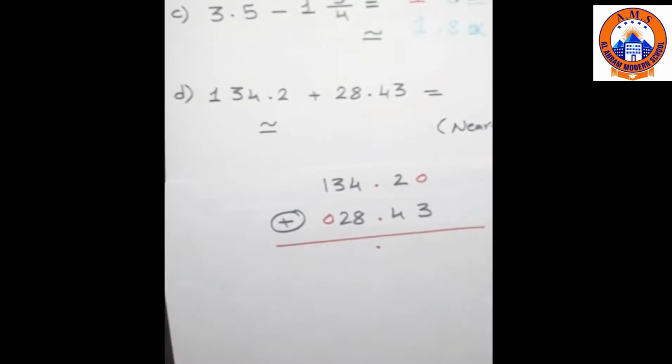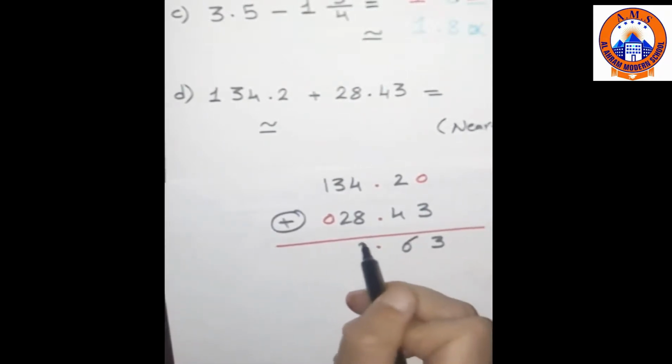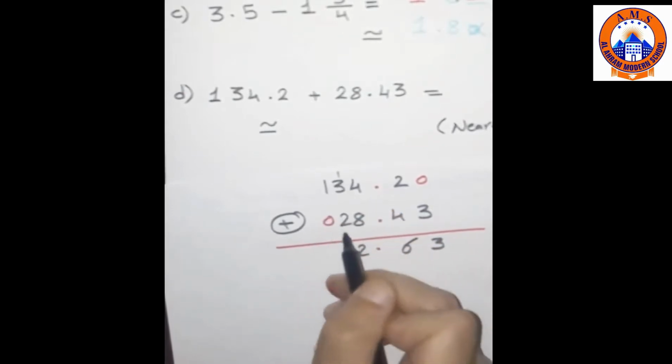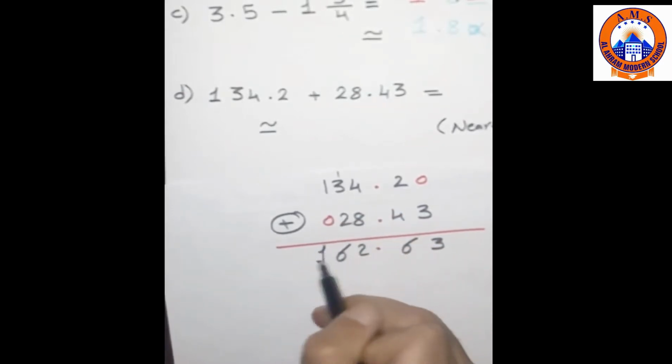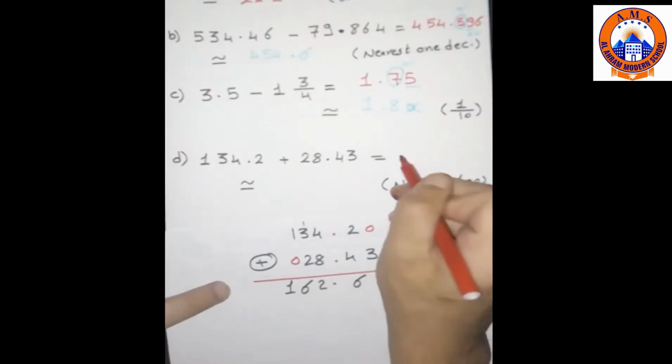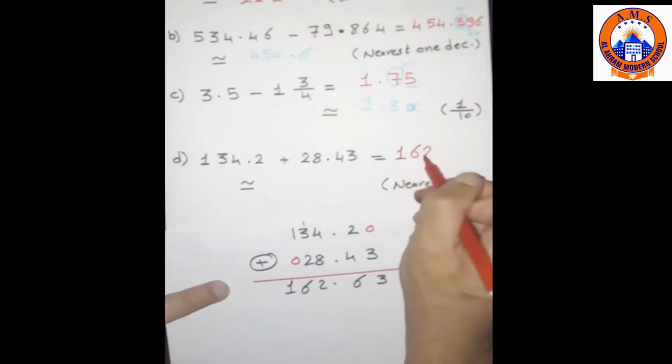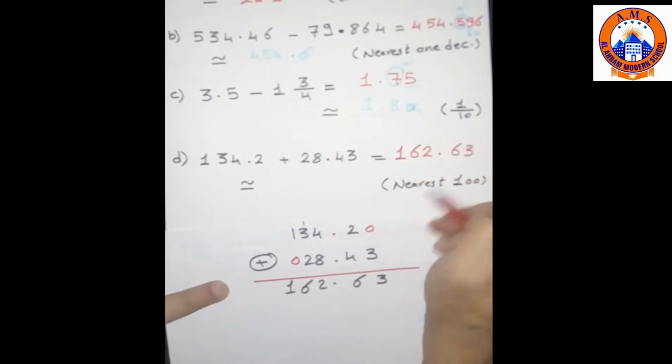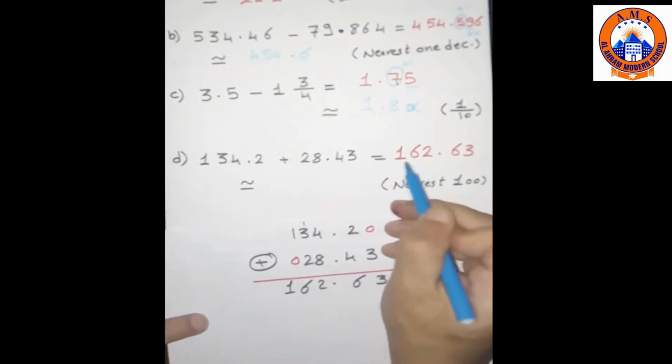So 0 plus 3 equals 3. 2 plus 4 equals 6. 4 plus 8 is 12. 2 and carry up 1. 4 plus 2 is 6 and 1. So the answer will be 162.63 hundredths. Then we're gonna approximate it to the nearest 100, and here is the unit, tenth, hundred.